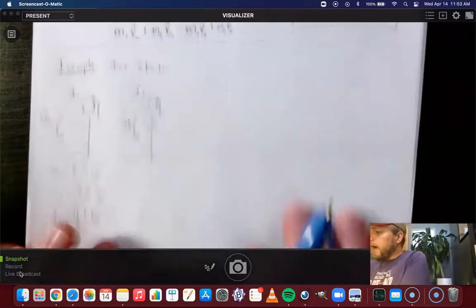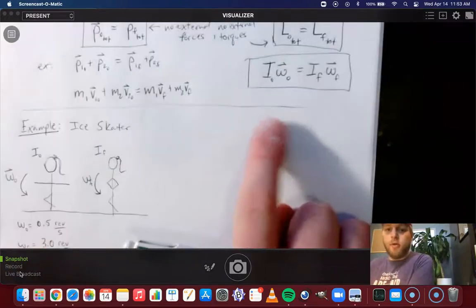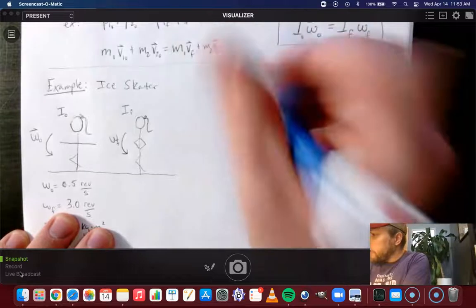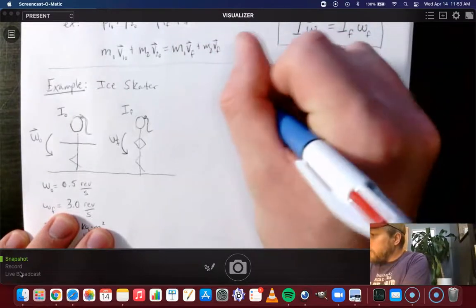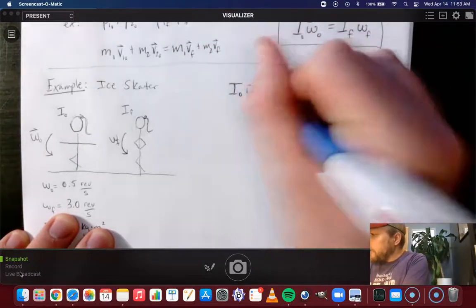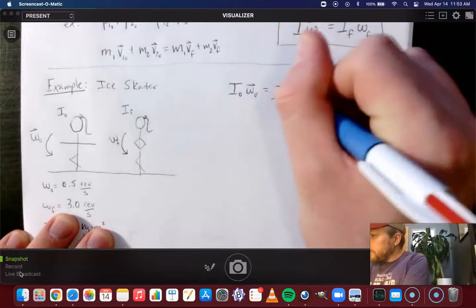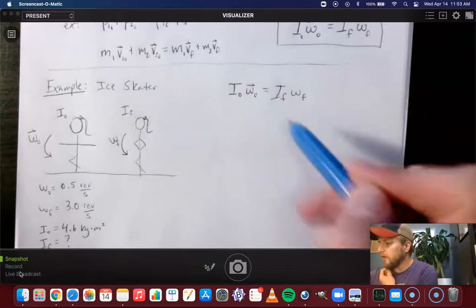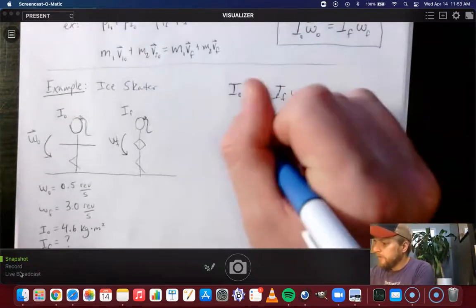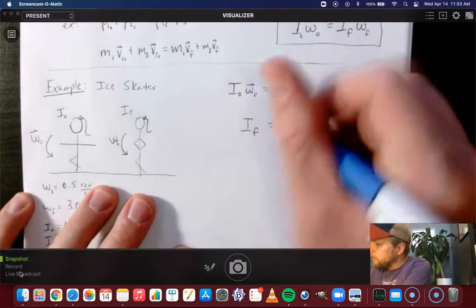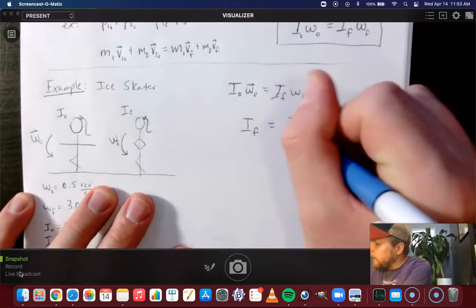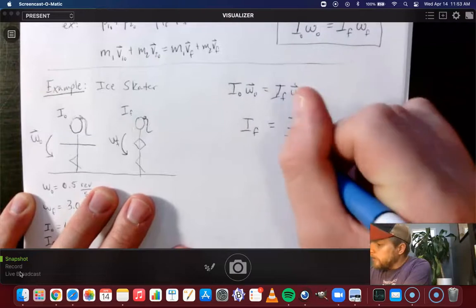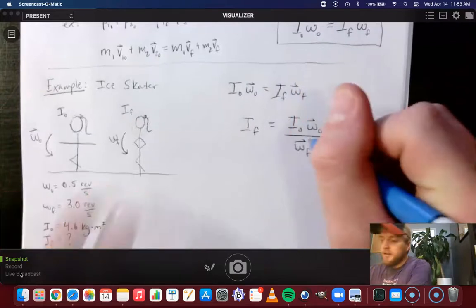So we're going to apply a very straightforward version of this equation. We're going to use conservation of angular momentum: I naught omega naught equals I final omega final. This is really just as simple as solving for the final moment of inertia. So that will be I naught omega naught over omega final. With one slight caveat.